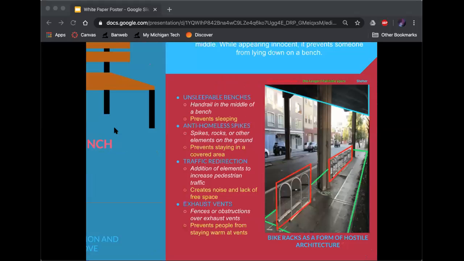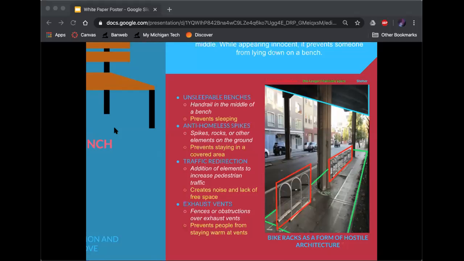A prominent example of hostile architecture is unsleepable benches. As you saw in the center of the poster earlier, these benches have a handrail in the middle, which seems innocent enough, but completely prevents someone from lying down and sleeping on it, such as a homeless person would.